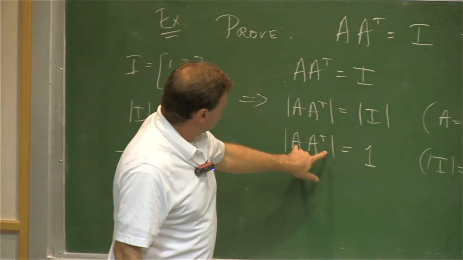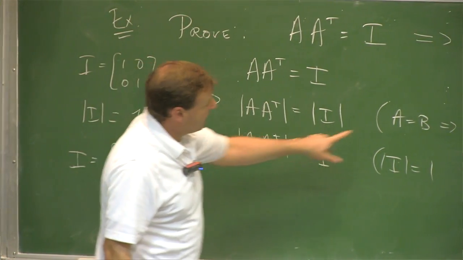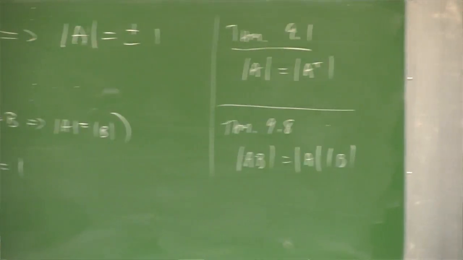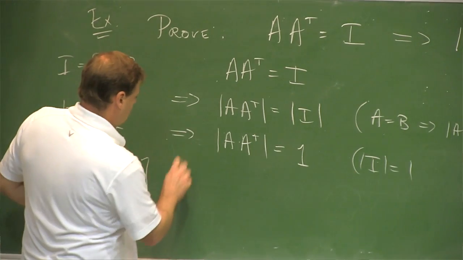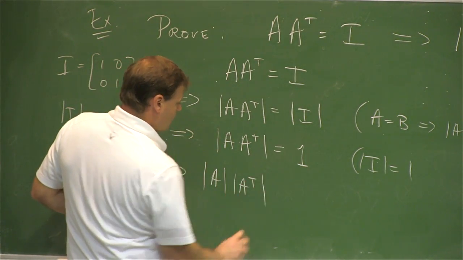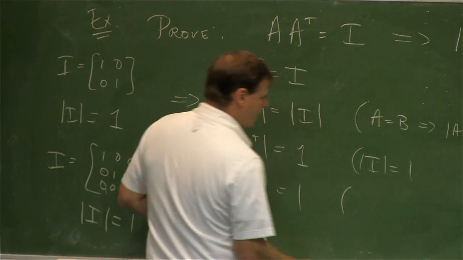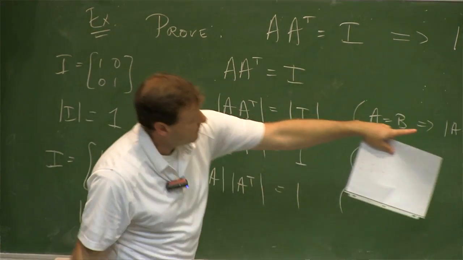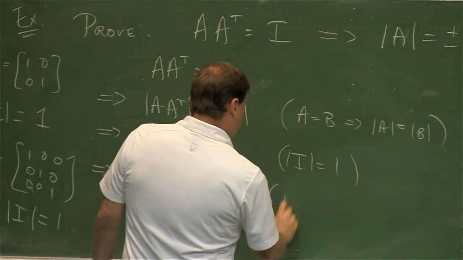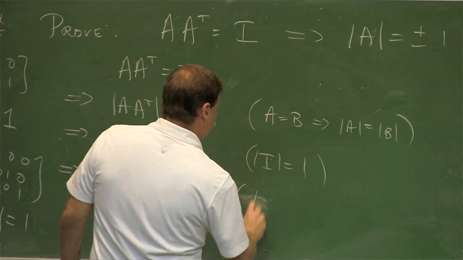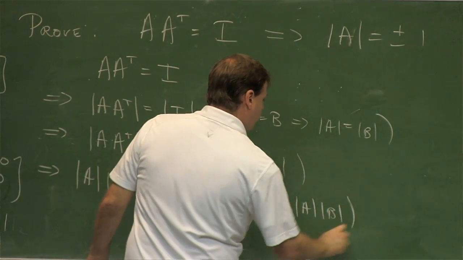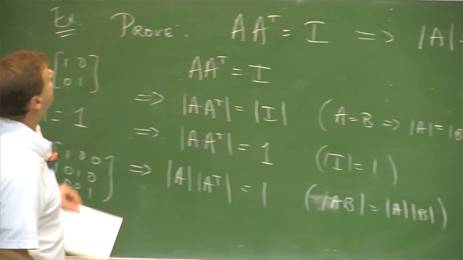If I could expose these and get them by themselves, I have this fact that this guy is equal to that. So let's break this up into 2. I can break that up into the determinant of A times the determinant of A transpose equals 1. What's the fact that I'm using here? Well, it's theorem 9.8. That allows me to break it up into 2. The determinant of AB equals the determinant of A times the determinant of B. That's the justification for that one.